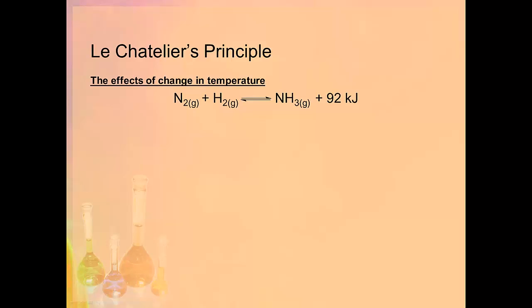We've added something. What have we added? We've added plus 92 kilojoules to the right hand side. So N2 gas plus H2 gas gives us NH3 gas, and we've added 92 kilojoules to the right hand side. Because the heat is shown on the right hand side, thinking about the forward reaction now, I'll always discuss in terms of the forward reaction.